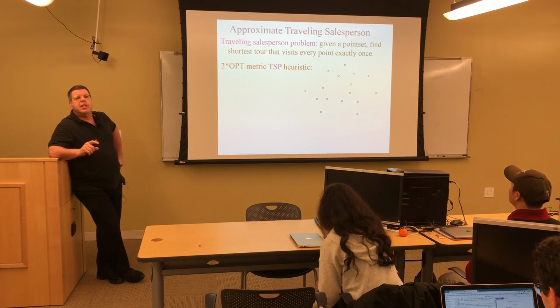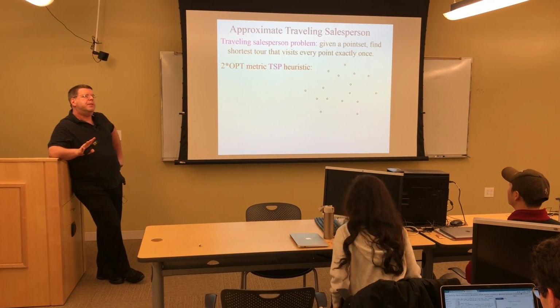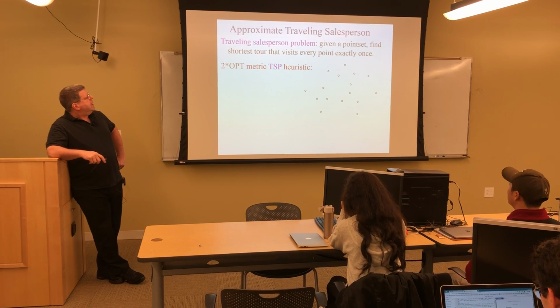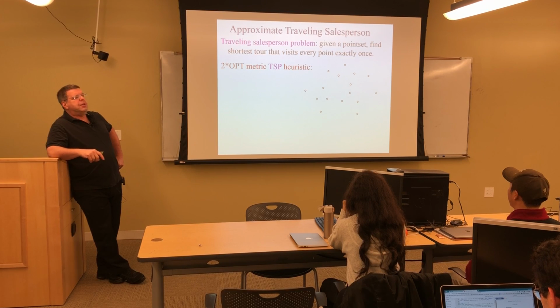TSP in graphs cannot be approximated to any constant factor. We know that. Unless P is equal to NP, of course. So it can be approximated to any constant factor in polynomial time. But here's a 2 times optimal approximation if the triangle inequality holds.